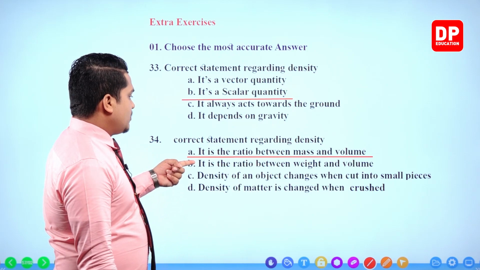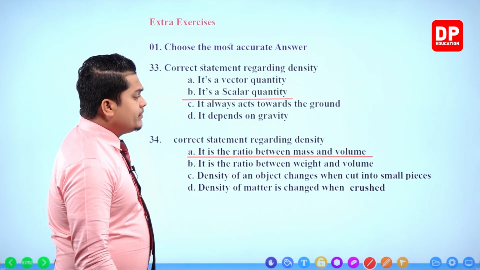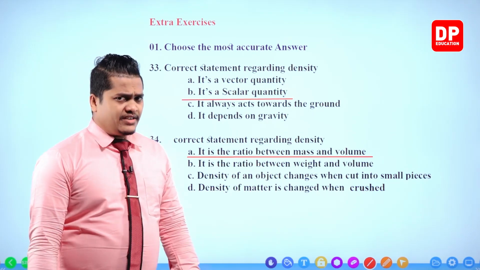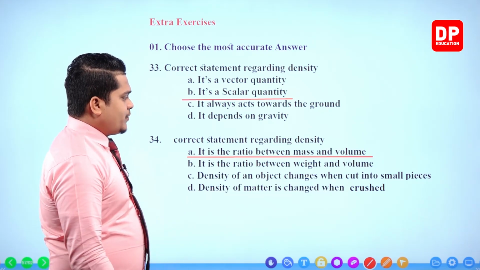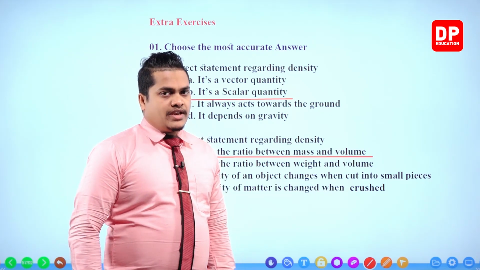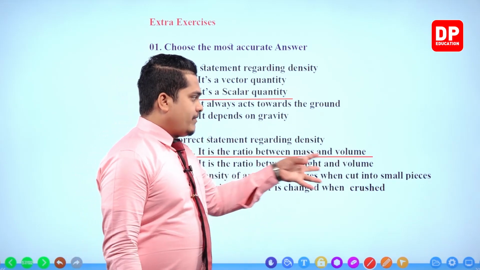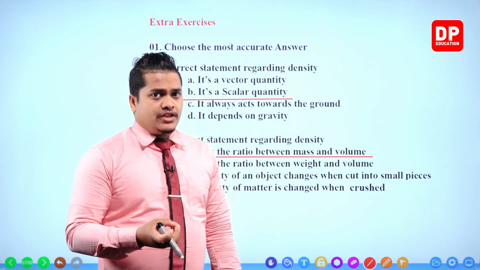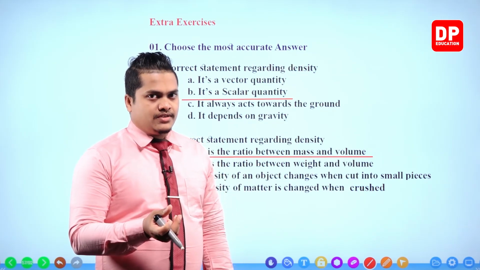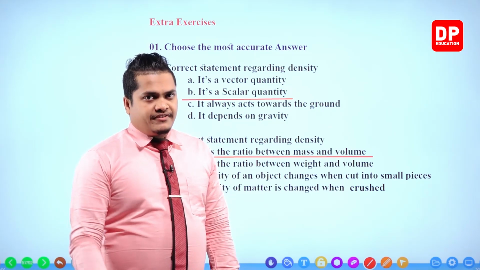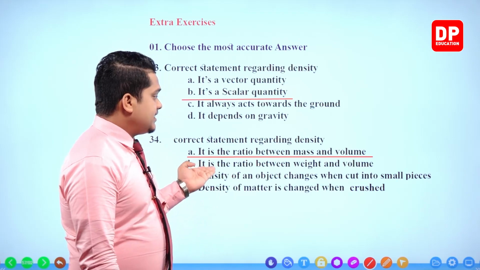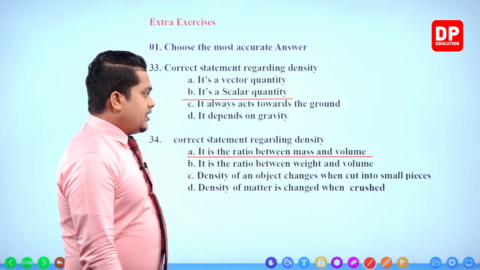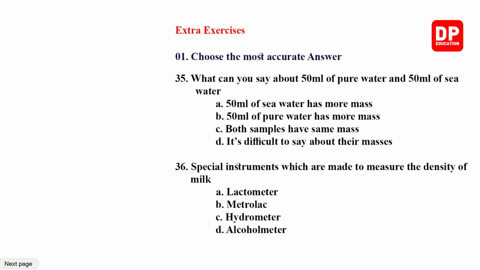However, let's go for the other ones as well. It is the ratio between weight and volume. Incorrect. Density of an object changes when cut into small pieces. Once again incorrect. Density of matter is changed when crushed. Once again incorrect, right? Even though by crushing and cutting into small pieces we are changing the volume, taking small bits of parts, there is no difference in the density. Okay. Then the next one, question number 35.